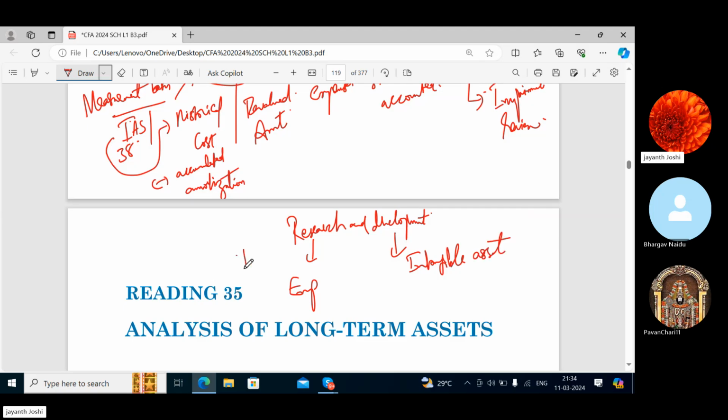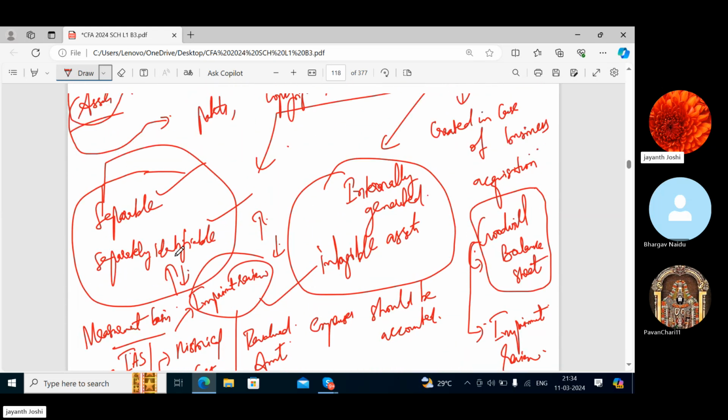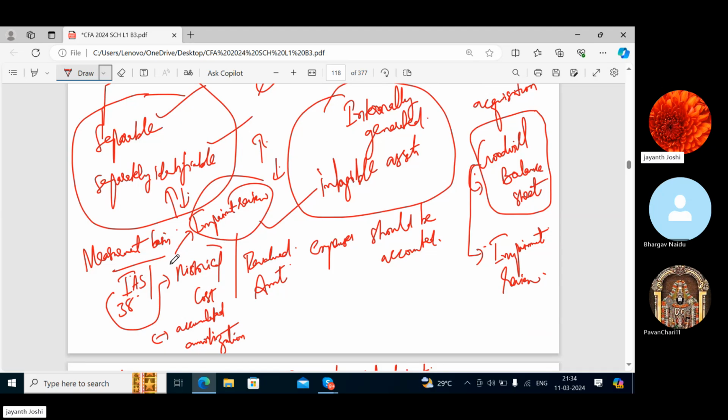Okay, as per International Accounting Standard 38, but as per US GAAP, research and development both are expenses. Okay, that you should be understanding. And all the cost here, how will you calculate the historical cost?